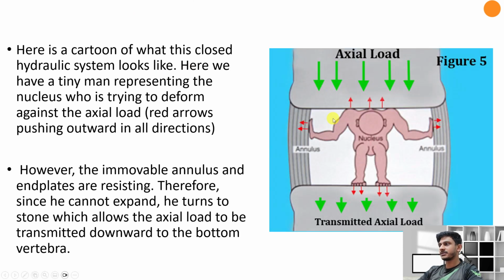So what happens is the nucleus pulposus is in a tight enclosed space, and this is a tiny man representing the nucleus pulposus. So when it is compressed enough, the soft jelly-like nucleus pulposus becomes stone. And what I mean by stone is it becomes firm, so it can transmit the axial load from one vertebra to the next. So a jelly-like substance becomes hard, so it can transmit the load. And for it to become hard, it should not be able to escape the confines, the annulus fibrosus and the end plates. So the annulus fibrosus should be tough, and even the end plate should be tough.